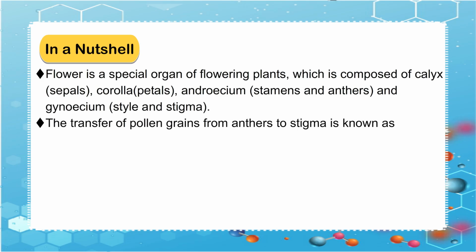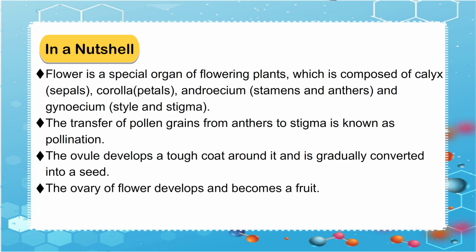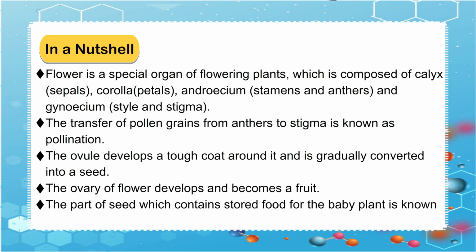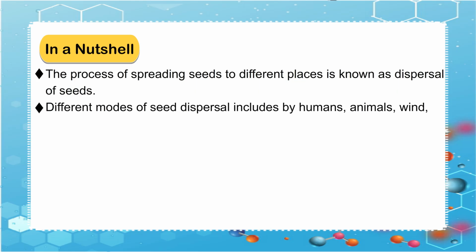The transfer of pollen grains from anthers to stigma is known as pollination. The ovule develops a tough coat around it and is gradually converted into a seed. The ovary of the flower develops and becomes a fruit. The part of the seed which contains stored food for the baby plant is known as cotyledon. The process of spreading seeds to different places is known as dispersal of seeds. Different modes of seed dispersal include by humans, animals, wind, bursting and water.